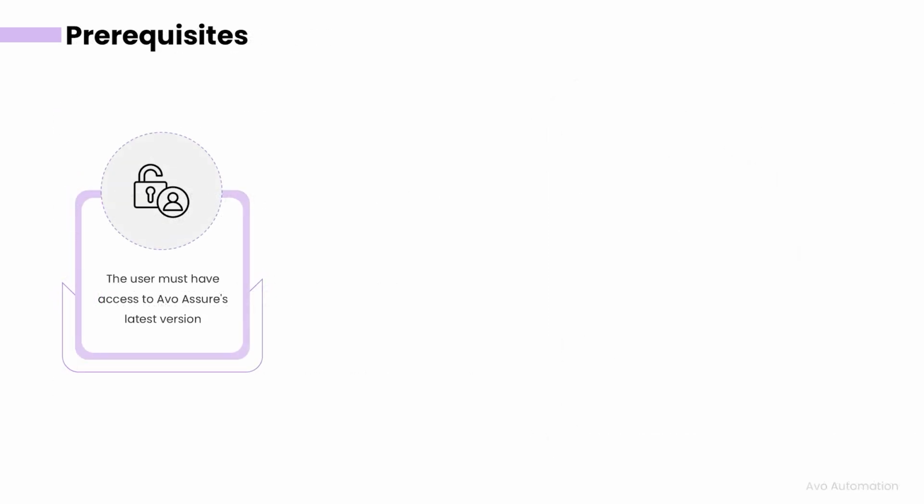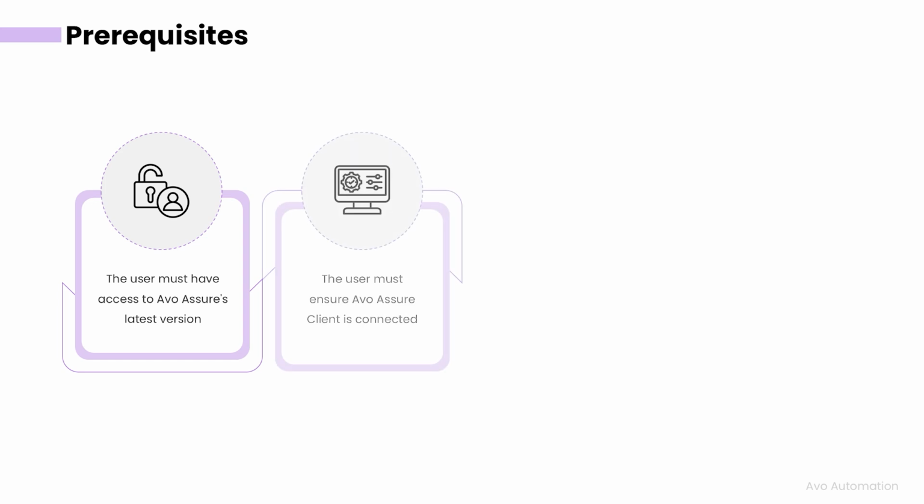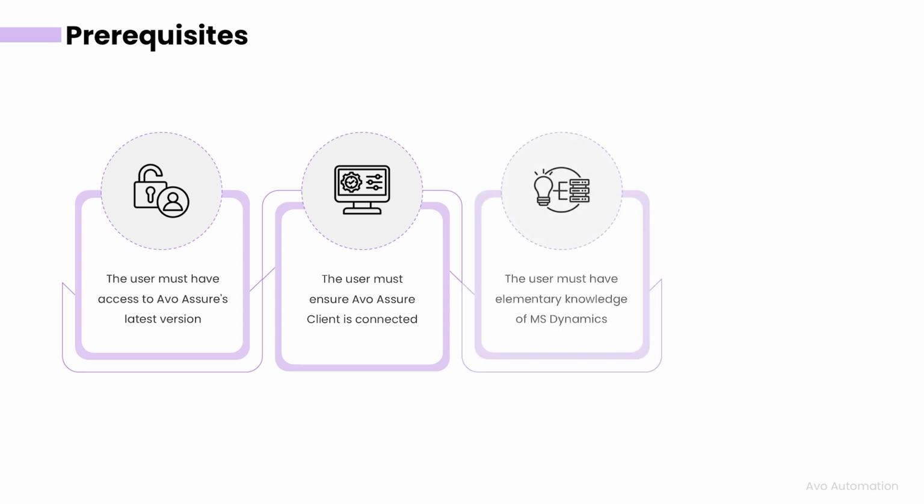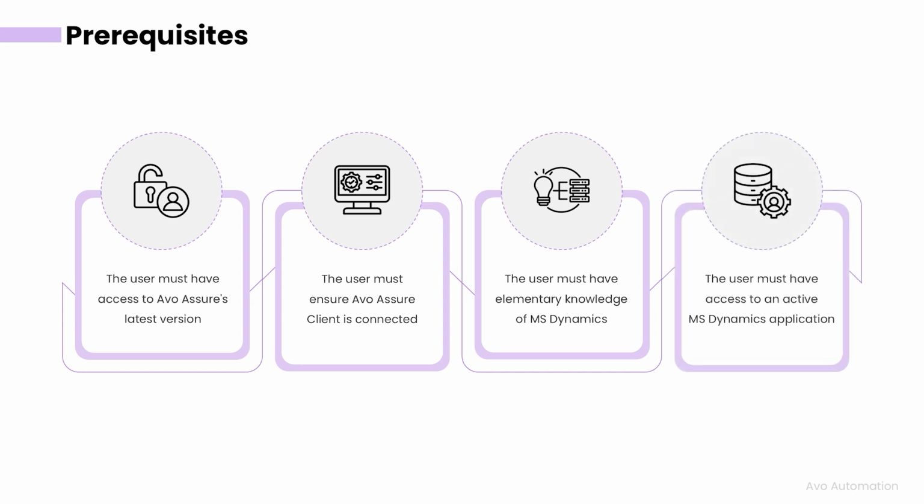Before we dive into the automation process, a few items must be ensured as a prerequisite. First, learners must have access to the latest version of Avo Assure. Next, verify that the local machine is configured and running the most recent version of Avo Assure client, ready for use. The next prerequisite is to make sure to have a basic understanding of MS Dynamics and how it functions to be able to automate it. Lastly, make sure to have access to an active MS Dynamics application for automation.